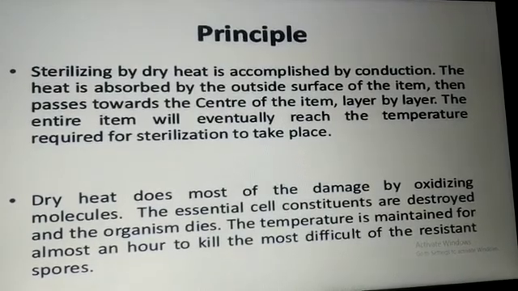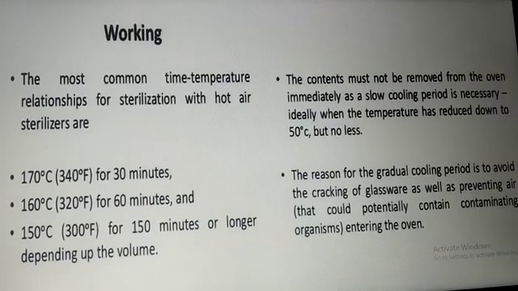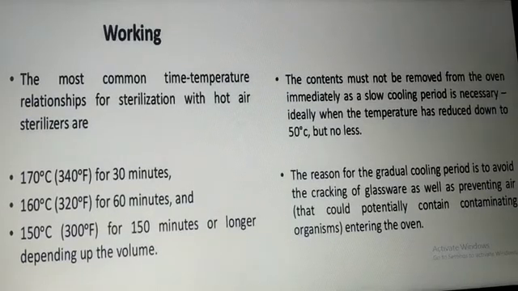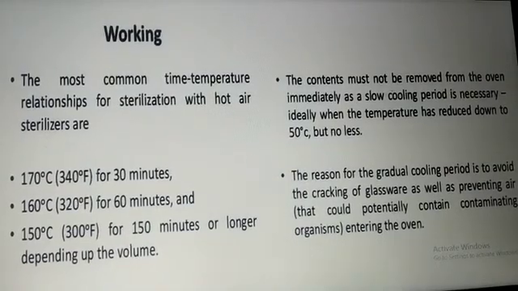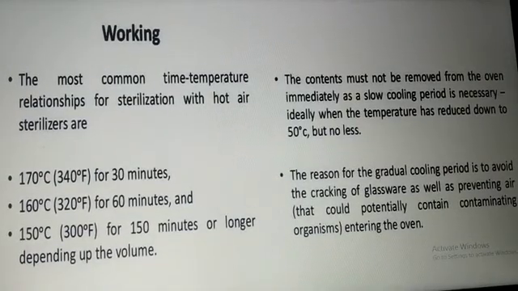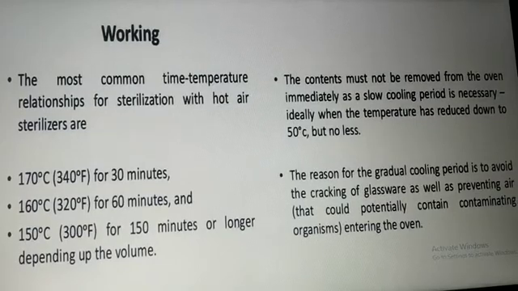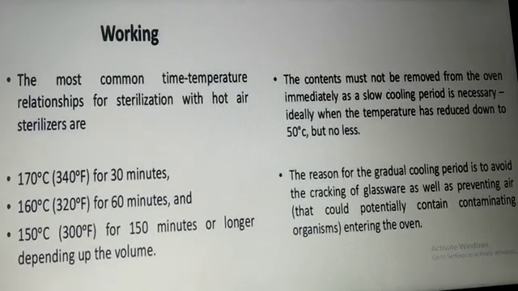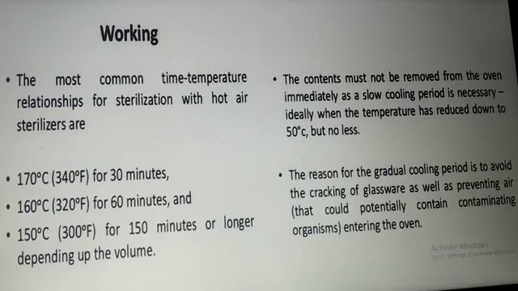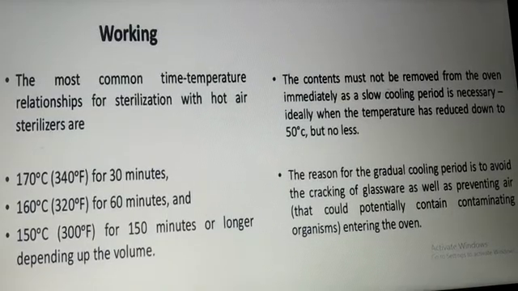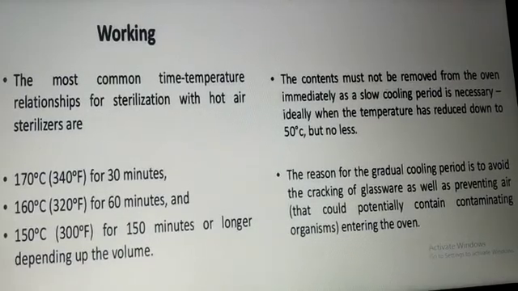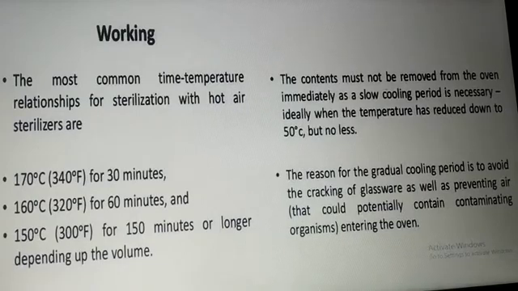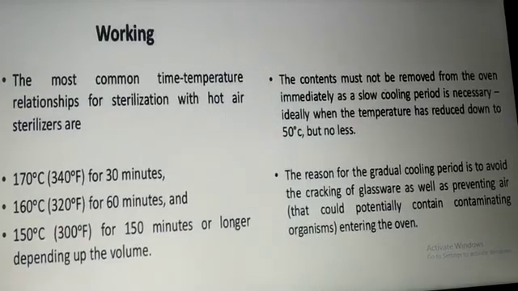Now we have to know about the working procedure of this instrument. First of all, the most common temperature relationships for sterilization with hot air sterilizers are 170 degrees Celsius, that means 340 degrees Fahrenheit, for 30 minutes, 160 degrees Celsius for 60 minutes, and 150 degrees Celsius for 150 minutes or longer depending on the volume.